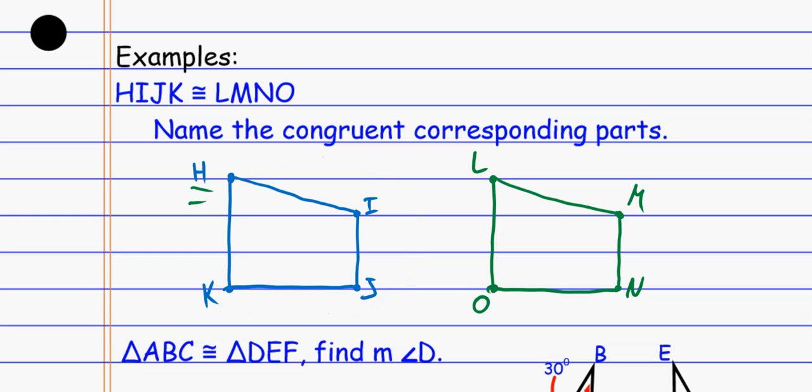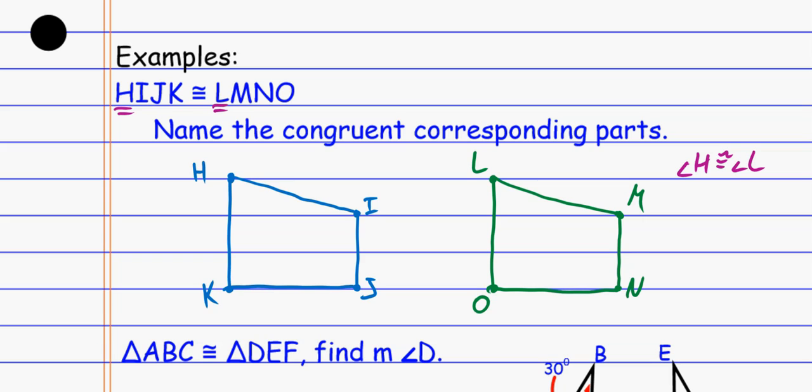And so when it asks me, hey, name the corresponding parts of this thing, it's just talking about the pieces that match up. And I didn't even actually need to draw these in order to do that. I could look up here and say, hey, H matches up with L, which is telling me then that the measure of H is the same as the measure of L. In other words, H and L are the congruent angles.